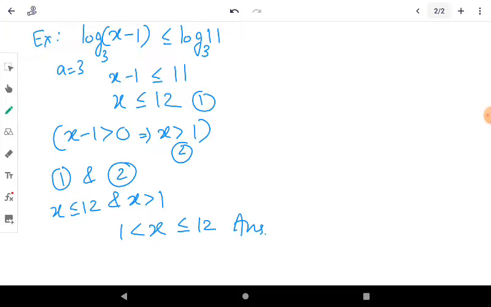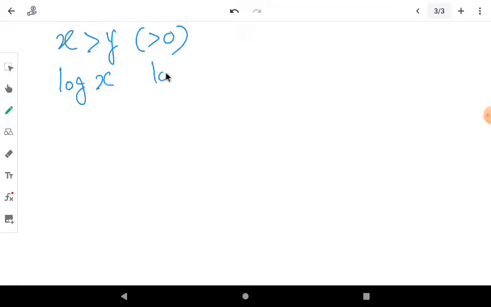What if the base is not greater than 1? What if it is lesser than 1? Let's see that case now. So x greater than y, both greater than 0. If we are taking log x, log y, from x greater than y to log x, log y, now if I choose a to be between 0 and 1, the sign of the inequality would get reversed.